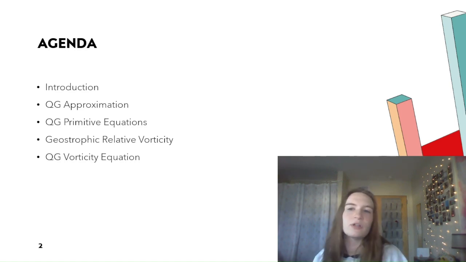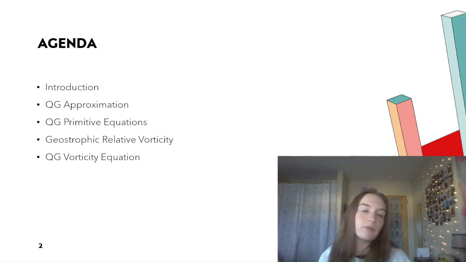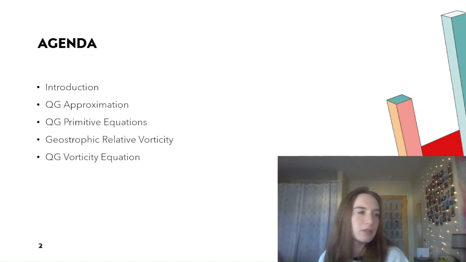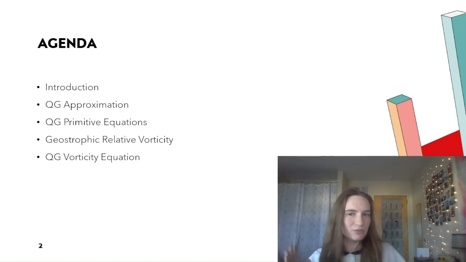This is our agenda for this one. We're going to do an introduction, then we're going to talk about some assumptions that we make for the QG approximation. We're going to talk about the QG primitive equations, like the equations of motion, thermodynamic equations, etc. Then we'll talk about geostrophic relative vorticity, and then we'll make our QG vorticity equation.